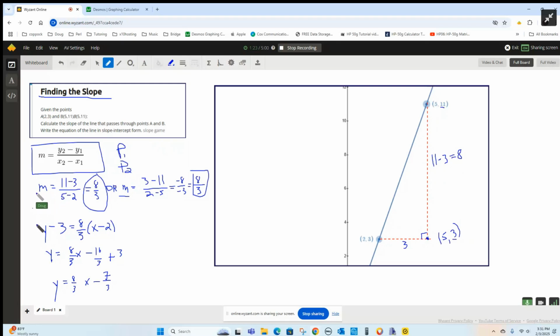To find the equation of the line that passes through those 2 points, you could use point slope. You could also use slope-intercept form, but here I showed you point slope. Using the point (2, 3), y minus 3, the y coordinate of one of the points, equals the slope times the quantity x minus 2. And if you distribute the 8/3 and then add 3 to both sides, that's the equation of the line. Okay, you probably figured that out by now.